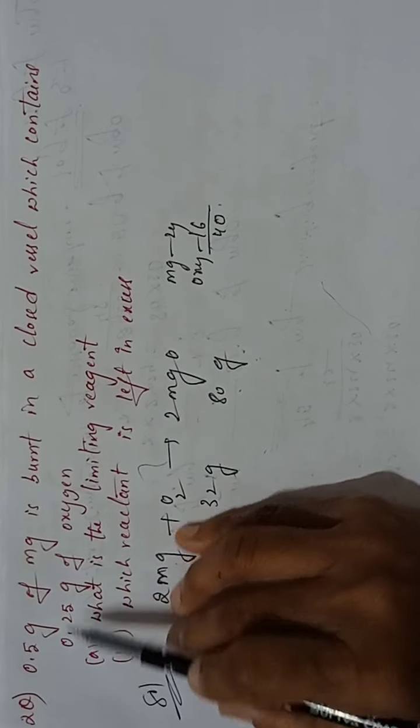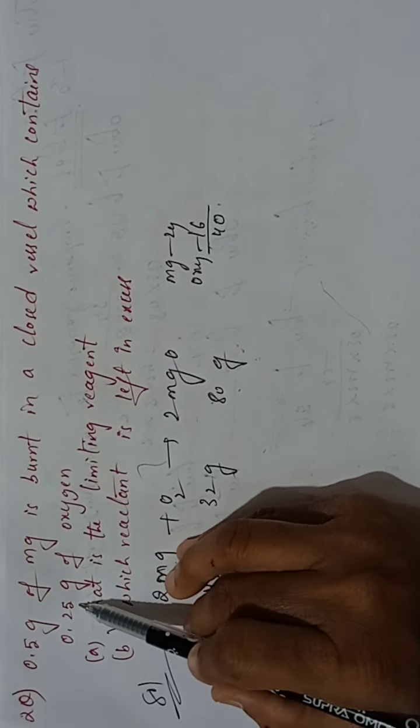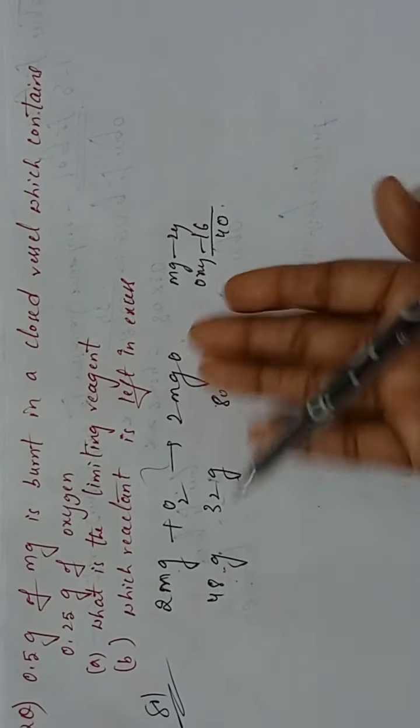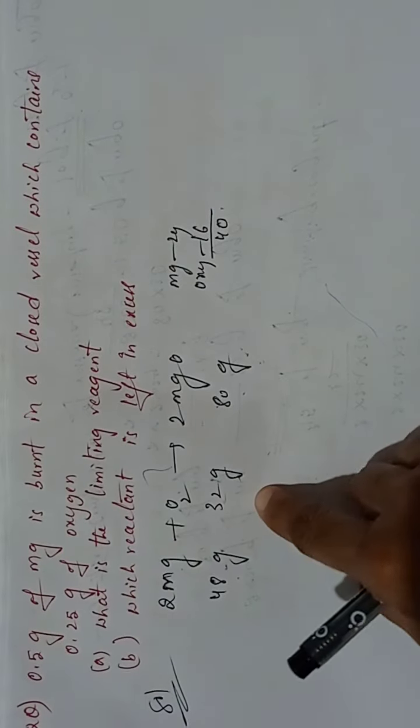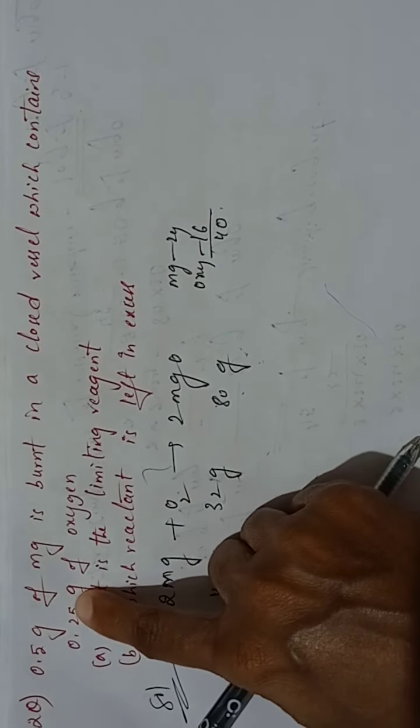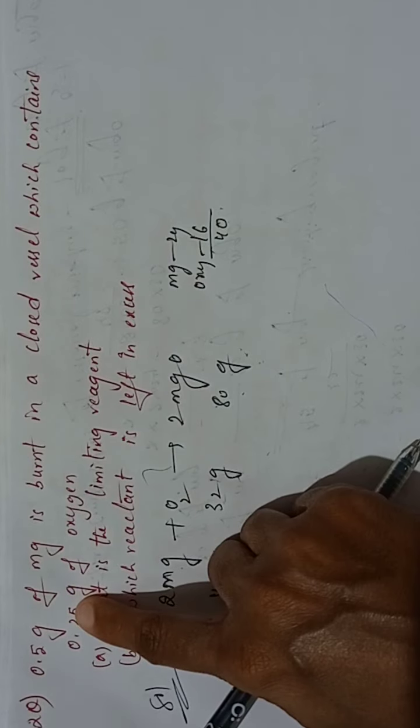Afterwards I have to check that value with the given value. Then if the given value is less, that is the limiting reagent. If the given value is more than the calculated value, then that is the excess reagent.